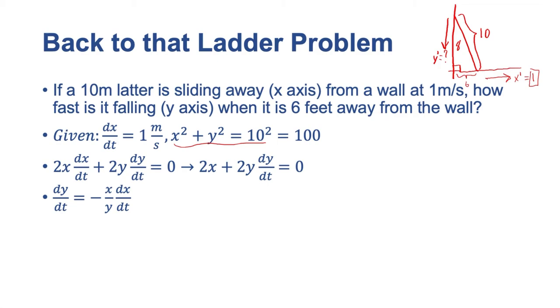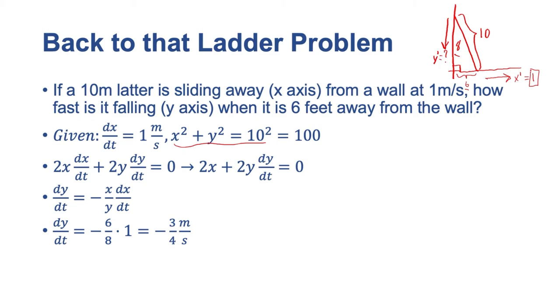Now all that's left is a little bit of substitution. We're just going to say dy/dt equals negative 6 over 8, because we have x here over y here, times our velocity in the x direction here, 1, and that will be negative 3/4 meters per second. So that's our first related rate example.